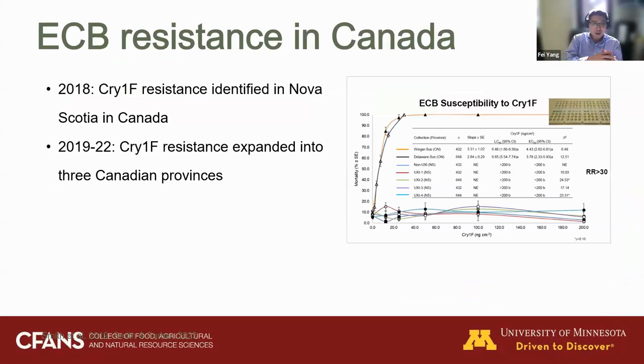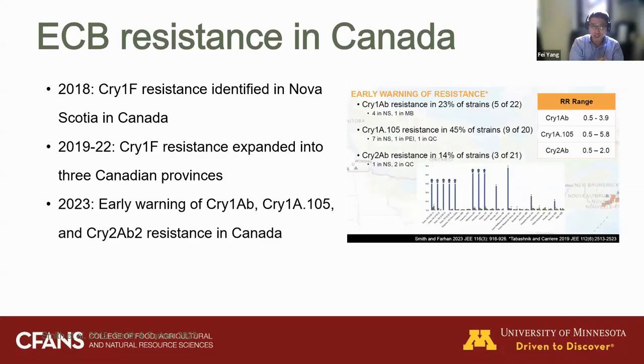So right now, the game is changing. Unfortunately, in 2018, in our neighboring country, Canada, they found Cry1F resistance in Nova Scotia. Then during 2019 to 2020, they found that the Cry1F resistance expanded to other areas. And in 2023, they found that the ECB developed resistance not only to Cry1F but to all the available Bt technology in the market in Canada: Cry1Ab, Cry1A.105, and Cry2Ab2.